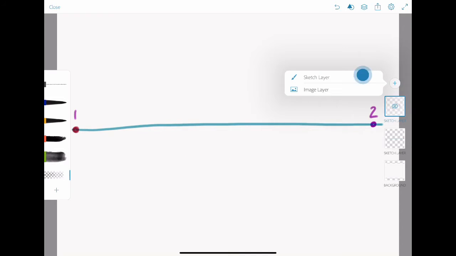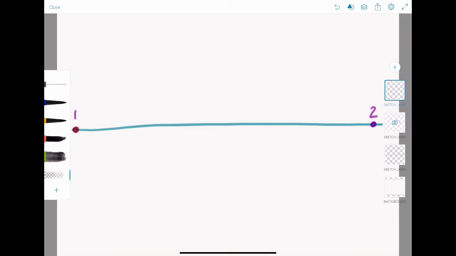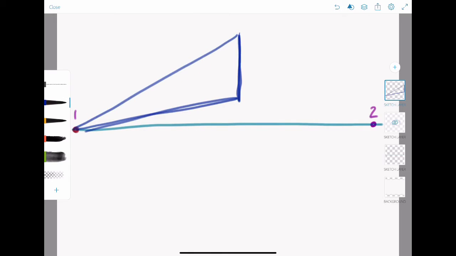Let's start with a clean canvas. So I've created a new layer. I'm going to make a box that's floating above the horizon line. Vertical line representing height. Now I take the top of that vertical and the bottom of that vertical and connect it to each of the two vanishing points.